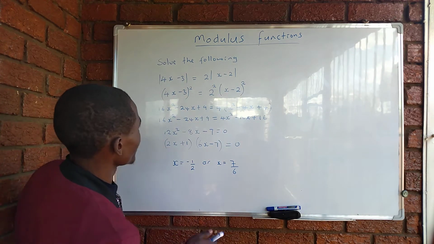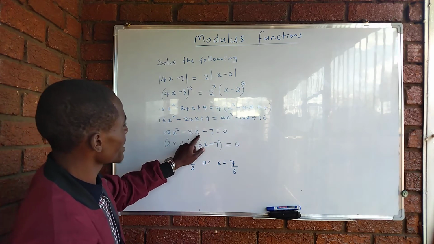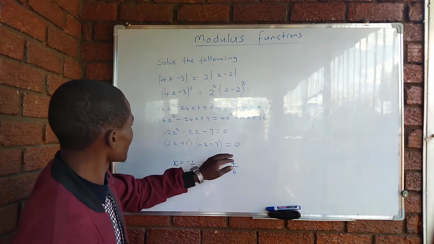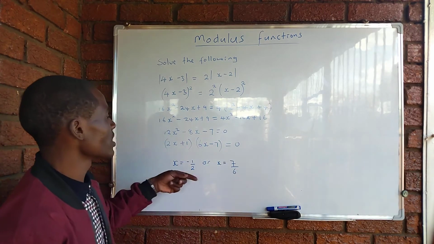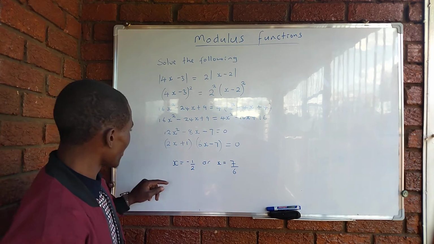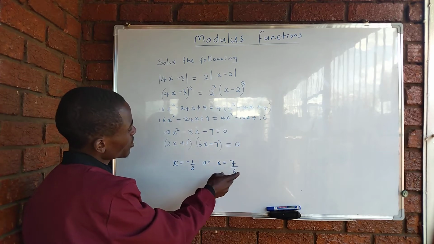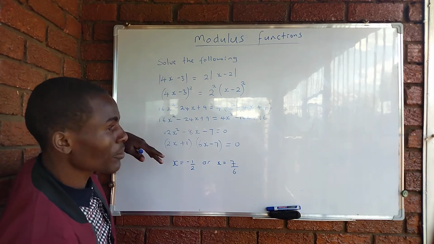Then here, if we simplify, and expand this, we get 12x squared minus 8x minus 7. If we factorize this, we see 2x plus 1, 6x minus 7 is equal to 0. It's either this is equal to 0 or this is equal to 0. So here x is equal to minus a half or x is equal to 7 over 6, right? Simple. That's how we solve my question.